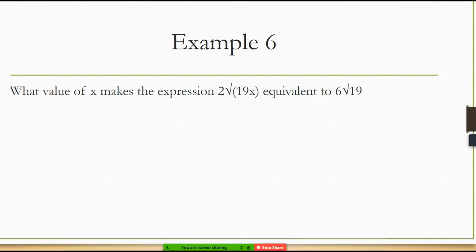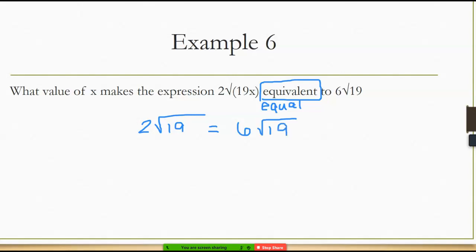So example 6, is this like example 4 or example 5? Zoe? 4, it's just like example 4. Anybody know what the word equivalent means? Or can you tell me another word for equivalent? Abby? Equal, excellent. So equivalent is kind of like equal. So if it says, what makes 2 square roots of 19x equal to 6 square roots of 19, we're going to set up an equals.